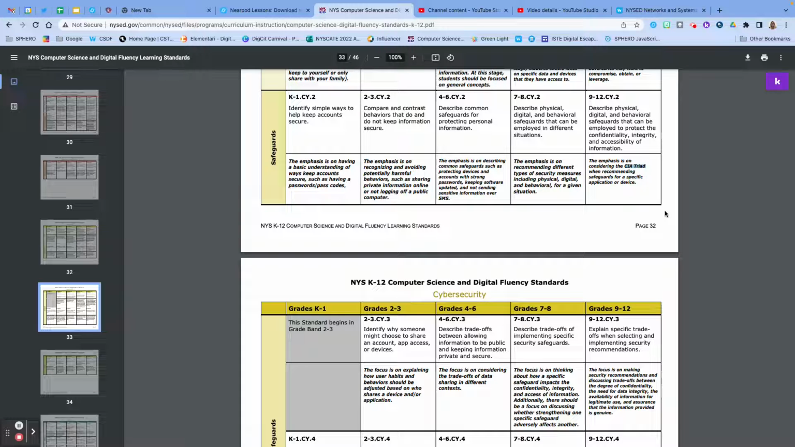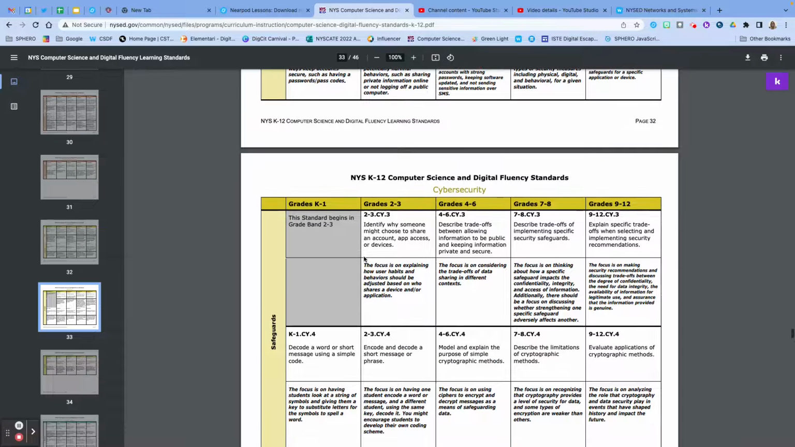You'll notice as we get into the safeguards that we don't have a standard for the K-1 band. So if you're a kindergarten or first grade teacher, you do not need to think about this standard for safeguards at all. But by second grade, we are going to start having those conversations.